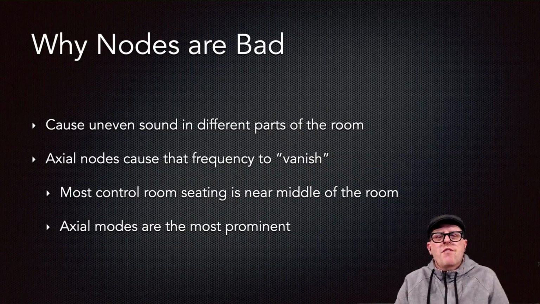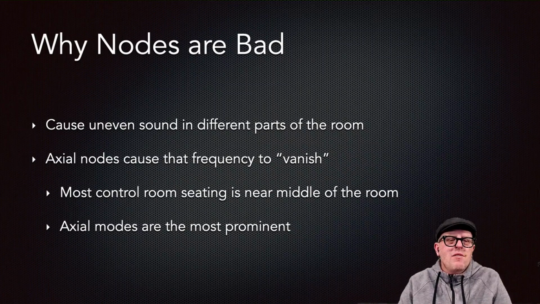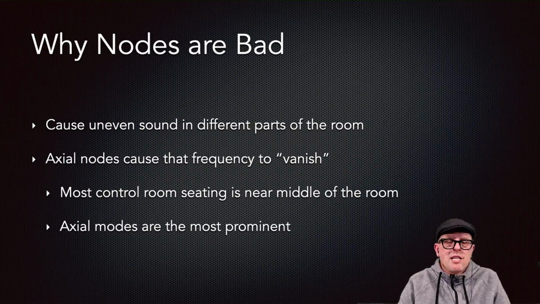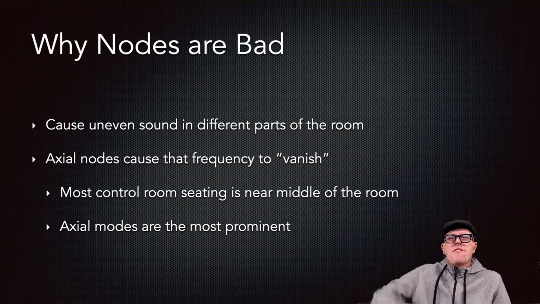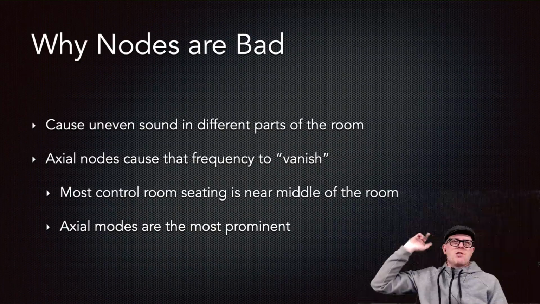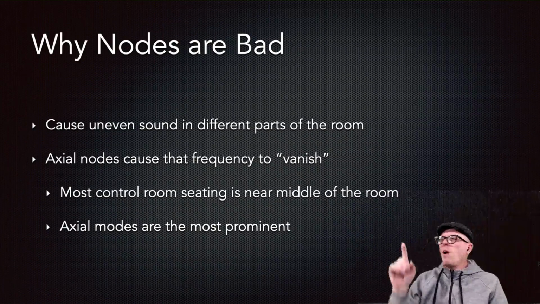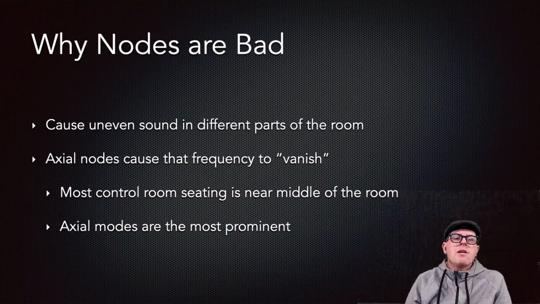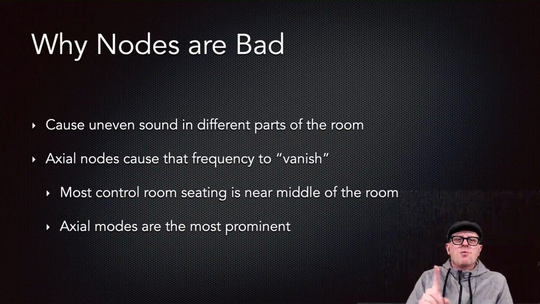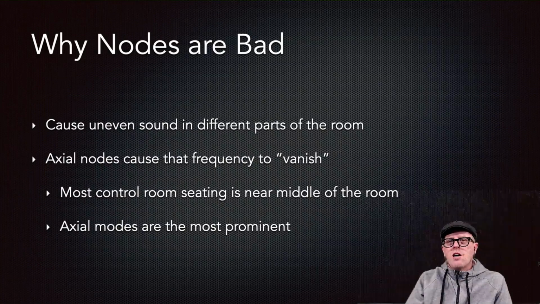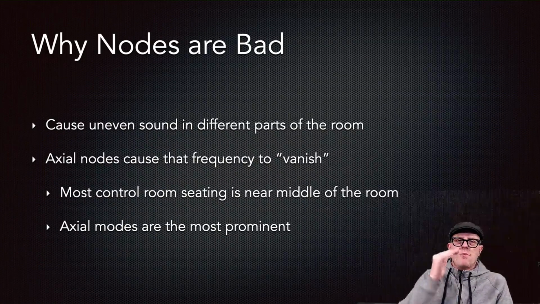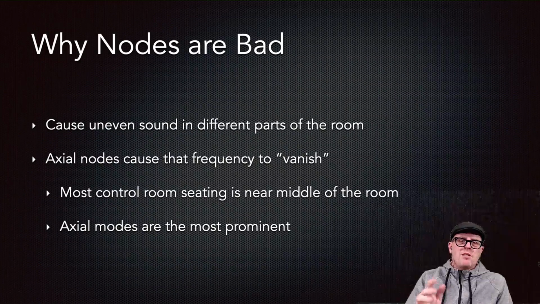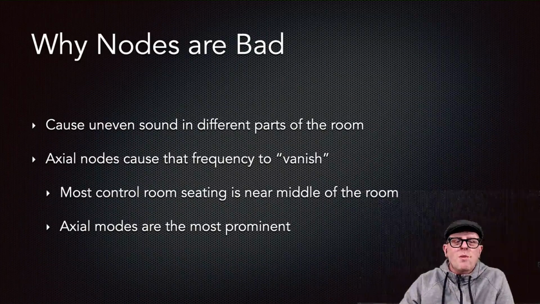It creates uneven sound for different parts of the room. Axial nodes cause frequencies to vanish. Most control room seating is near the middle of the room. I'm sitting right now in my room dead center because I have a bunch of speakers over there and couches behind me, and my room isn't all that wide. But the problem is I'm sitting at a place where we know all the odd harmonics are going to be gone and all the even harmonics are going to be really represented. So this creates some real problems.